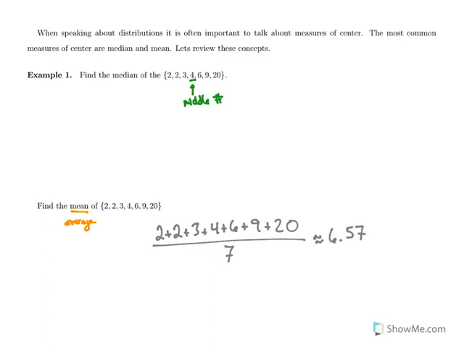So here again, we had the median, a measure of center. We found the middle number was 4. And here we found the mean, the average number, was about 6.57. Two numbers that give us an idea of the center, though they mean different things.